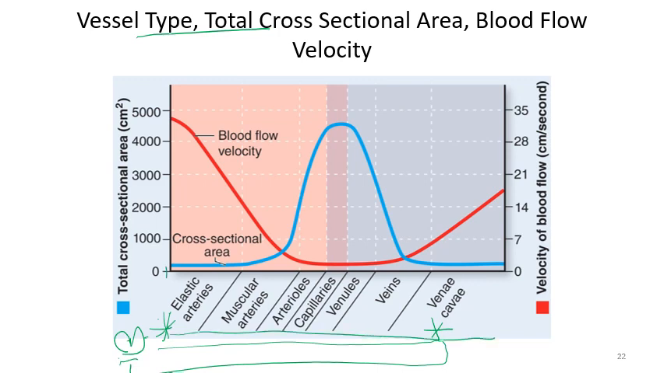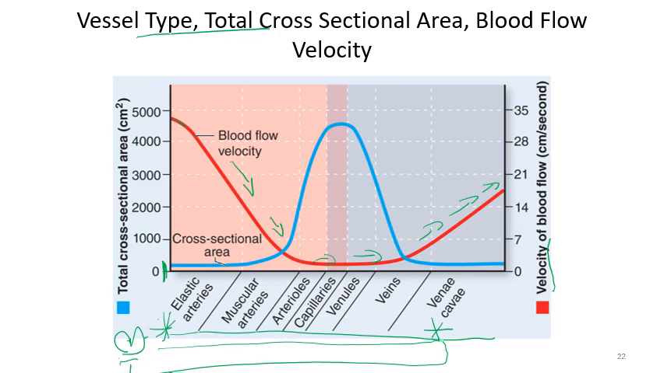Here is the total cross-sectional area. And then here is how fast that blood is going. That's our red line. So we can see that here in the elastic arteries, blood's going really fast, and as it goes to the capillaries, it really slows down, then speeds back up a little as it gets into the veins. So that is how fast.